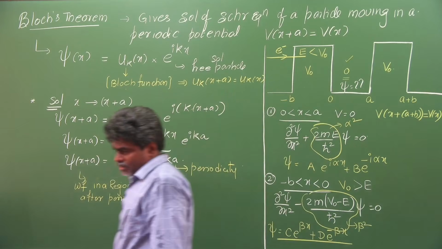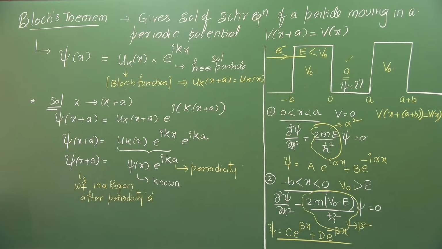One more time, please see Bloch's function, Bloch's theorem. Bloch's theorem will tell you, if you know the solution of the Schrodinger equation in a particular region, and if anybody asks what is Bloch's theorem, don't write psi of x equal to uk of x e raised to ikx. Please tell them, if we know the solution of the Schrodinger equation in a particular region, then after the periodicity of the potential, we can get the solution simply as the earlier solution times e raised to ik times the periodicity.